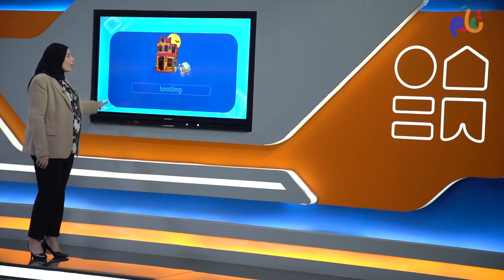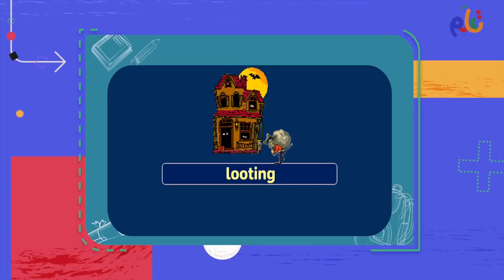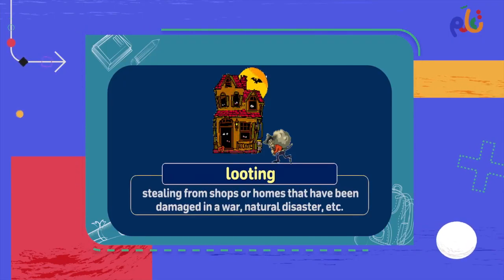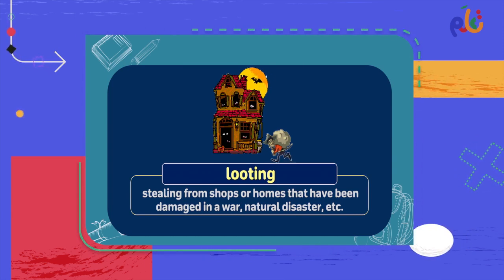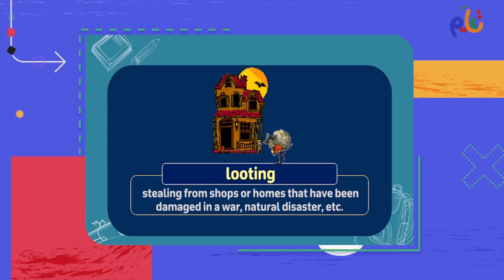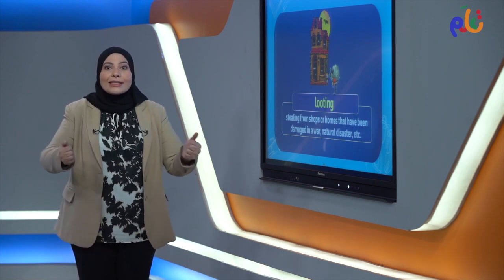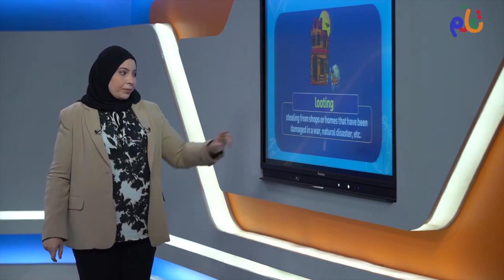And then we have looting. Looting is basically a crime that happens in a time of crisis, or in crisis in general. For example, after a natural disaster, after war. So this crime is when people go to homes and houses and steal what's inside in the time of crisis. So this is called looting.